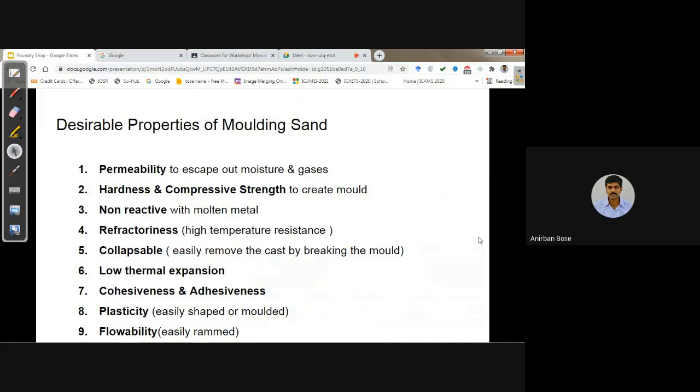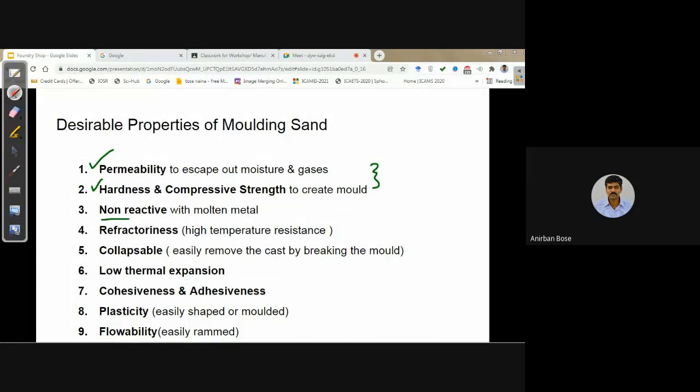Next, we'll see, this is the last slide today. We are going to discuss the desirable properties of the molding sand, and hopefully we'll understand why these are the desirable properties. The first one is permeability. Permeability is important to let the moisture and gases escape, and at the same time the hardness and compressive strength are required to create the mold. So basically, one is opposing another. If the permeability is more, then hardness definitely will not be more. If the hardness or compressive strength is more, then permeability will not be more. So basically, we have to take care of some optimum value when we are selecting the sand.